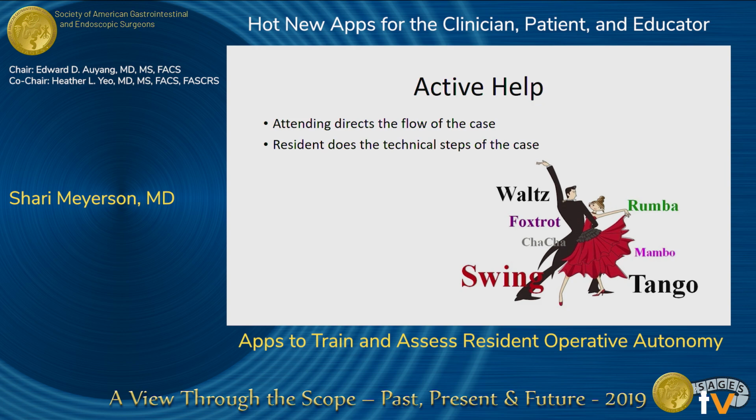The next step up is active help, and if we think of the operation as a dance, this is a dance where the attending is leading the dance. The attending is directing the flow of the case, but the resident is the one actually doing the steps of the operation. This is often described as the Bovie on my right angle phase, which is unfortunately where a lot of people will spend the majority of their time in training.